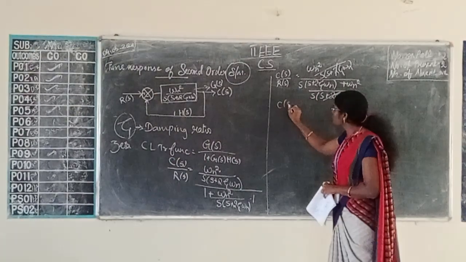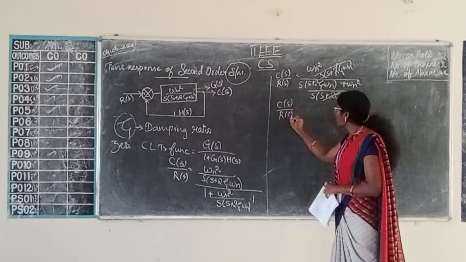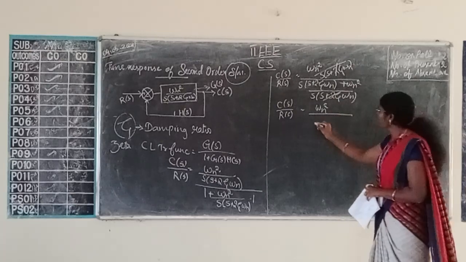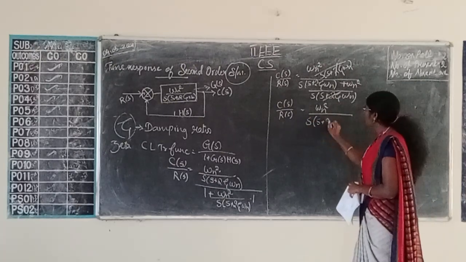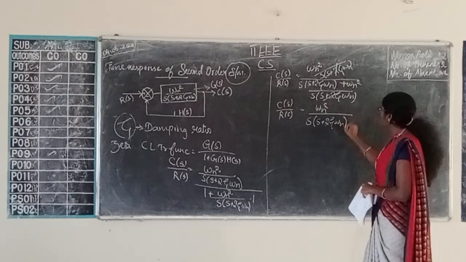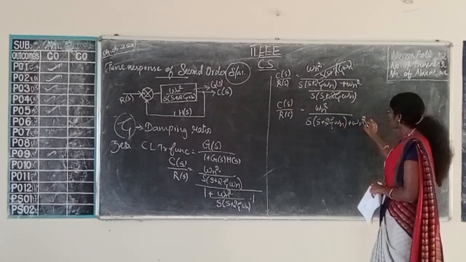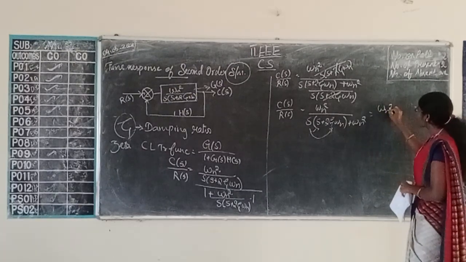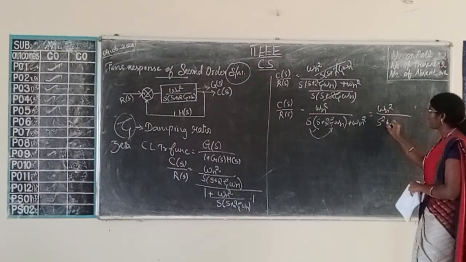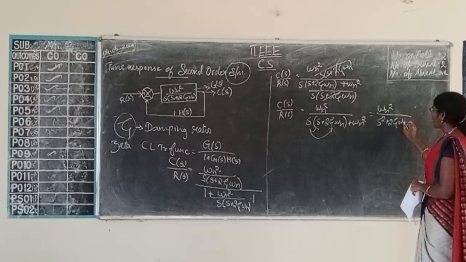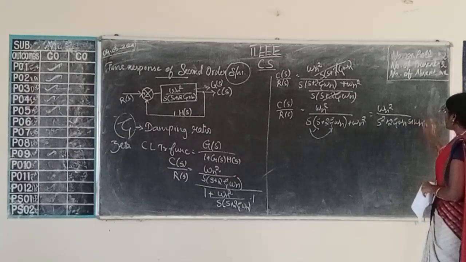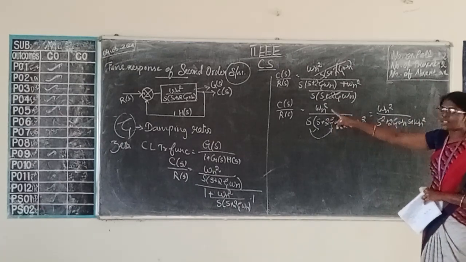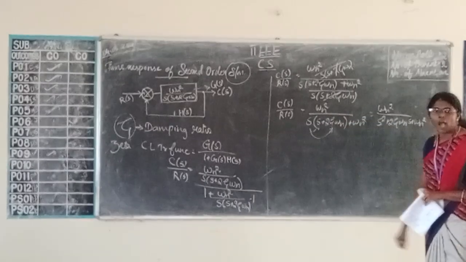So what is C of s by R of s then? C of s by R of s is equal to, what is the numerator over there? Omega n square divided by s into s plus 2 zeta omega n plus omega n square. If you multiply this inside, it will become omega n square divided by s square plus 2 zeta omega n s plus omega n square. So this is our response, that is the transfer function C of s by R of s.